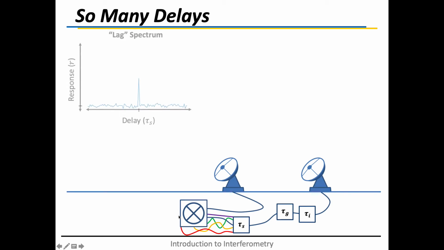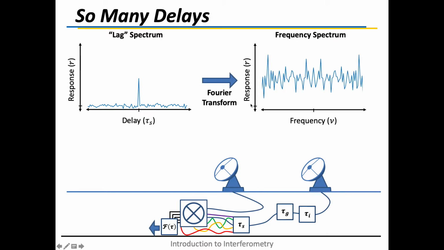So what does that look like? Well, it looks a little bit like this, something we sometimes call a lag spectrum, where I'm plotting the voltage response as a function of this little added delay, tau sub s. This looks neat, but what is it really good for? Well, through the magic of the Fourier transform, you can get out a frequency spectrum. That is, you can measure the interferometer response as a function of frequency by using the Fourier transform of the lag spectrum. This is typically how one does spectroscopy with a radio interferometer.